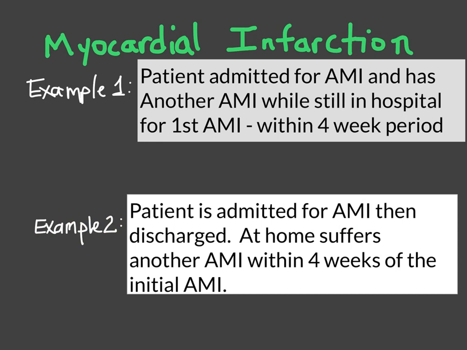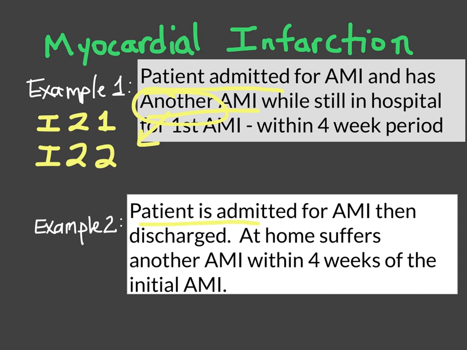Looking at a couple of examples here. So our first one, a patient is admitted for an acute myocardial infarction and has another AMI while still in the hospital for the first AMI. So they're within that 4-week period of the original. So we would code as our primary a code from category I21 for that original AMI, and then we would pull in a second code, whichever one would be most appropriate, from category I22 for the subsequent AMI.